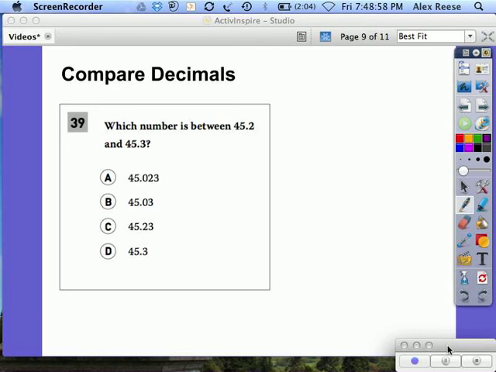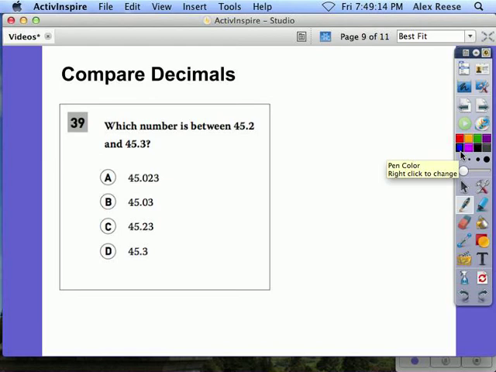All right, let's take a look at comparing decimals. This is a skill that we know how to do pretty well at this point, but I think it's very important for us to think critically when we look at multiple choice questions having to do with comparing decimals. Let's read the question. Which number is between 45 and 2/10 and 45 and 3/10?